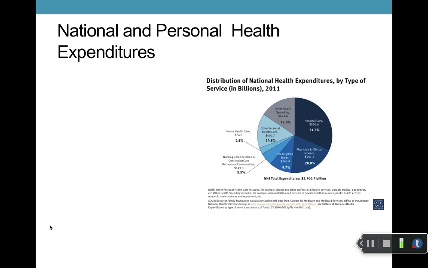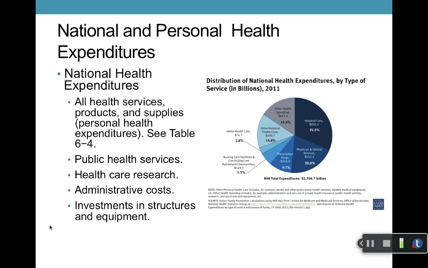So here's what we see. This is actually 2011 numbers, not significantly different. Total health expenditures, again, $2.7 trillion. And what we see is about a third of our healthcare expenditure is based on hospital care. Physician and other clinical services are about 20%. Prescription drugs are almost 10%. And then we have these smaller amounts on nursing care, home health care, etc. So the big drivers of national health expenditures are hospital care, physician care, and prescription drugs.